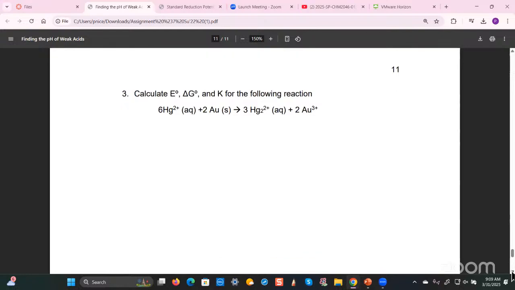Okay, so in this question, they're asking for you to calculate the standard EMF value, the delta G value, standard, and the K value, and it gives you this equation, all right? So let me see what you can do with this. Let me hear your ideas. What would be the very first step in solving this particular problem? What would be the very first step you would do?